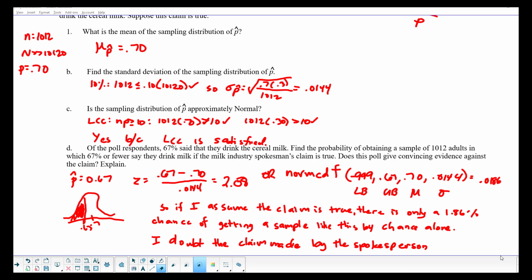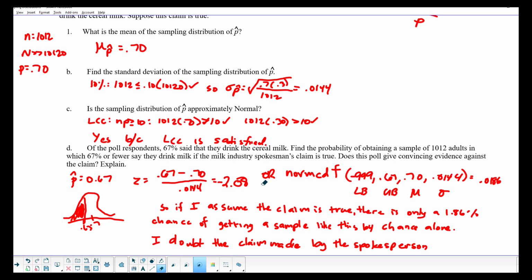So there you have it. You see where we get our mean of p hat. We find our standard deviation by making sure we check our 10% condition. We know it's approximately normal by checking our LCC. Again, all things you need to do before performing any kind of inference. Then we went through and calculated our z-score and got a z-score of negative 2.08, which is going to be a pretty low value when I look at my table.